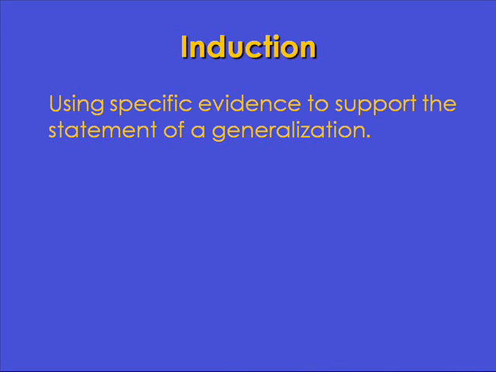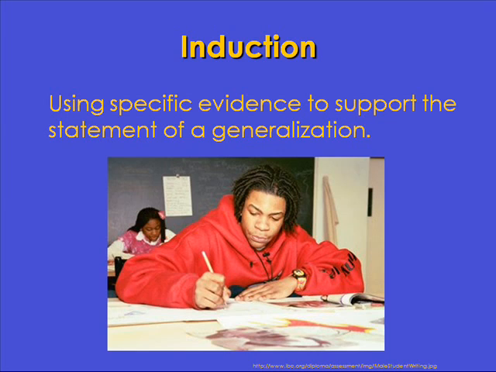When using induction, a writer uses specific evidence to support the statement of a generalization. For example, the argument, my composition class requires a lot of writing, and my friend's composition class also requires a lot of writing. Therefore, all composition classes must require a lot of writing, would be an example of inductive reasoning. Notice, though, that just because this argument is logically sound, the conclusion that all composition classes must require a lot of writing is not necessarily true.